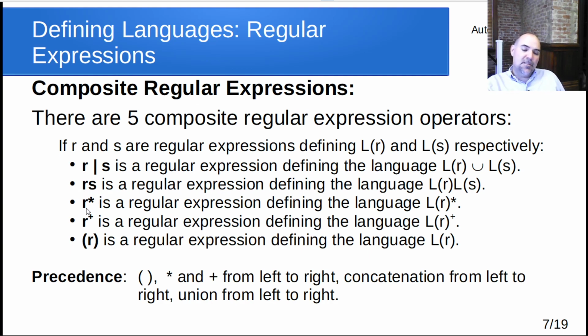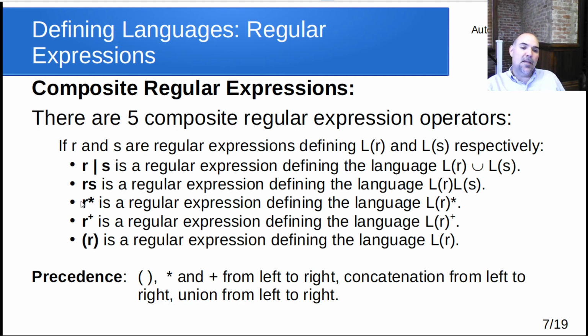The next one is the star closure. So R star is itself a regular expression that defines the language R star. In other words, this is 0 or more iterations of R concatenated with itself. So 0 will give me lambda.